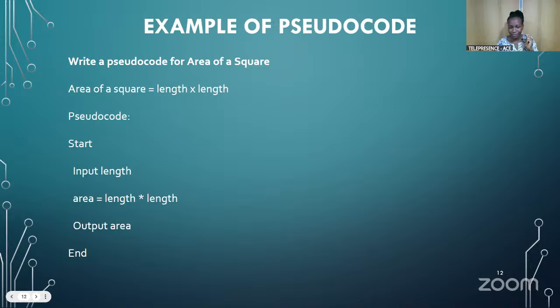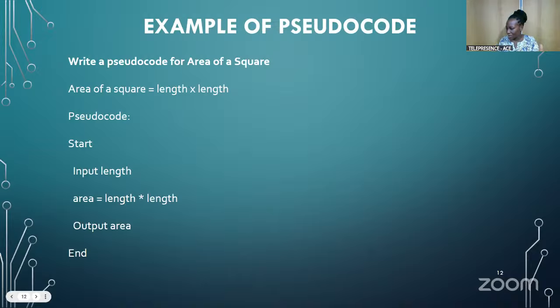Input the length. Then it will divide the area as length times length. You know, that operator is the multiplication operator, that asterisk. Now, you know that asterisk is a standard operator that we use for multiplication in programming. Now look at the way this pseudocode has been written. You'll discover that input length, area is equal to length times length, output area.